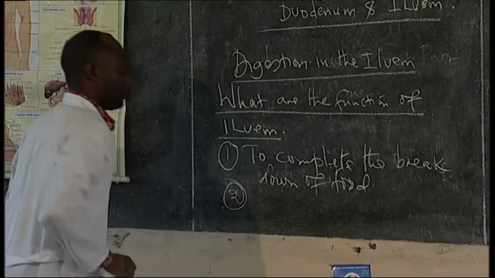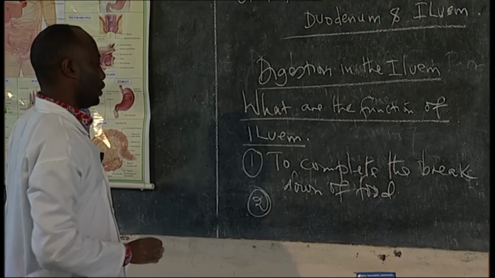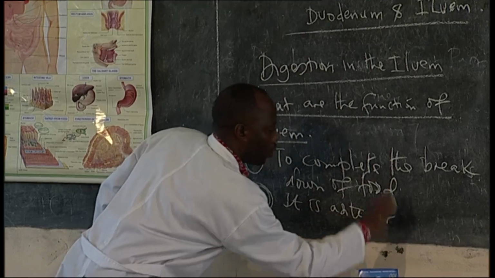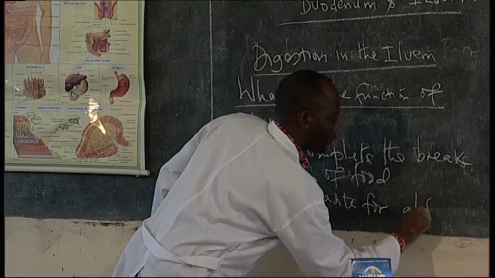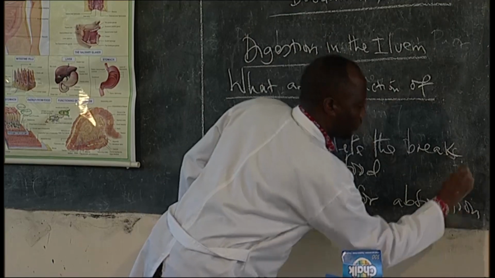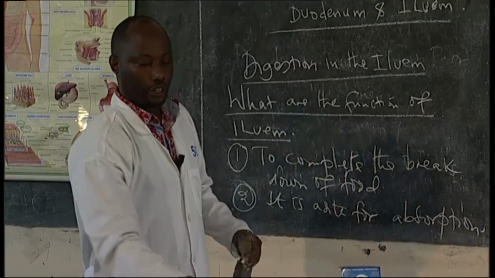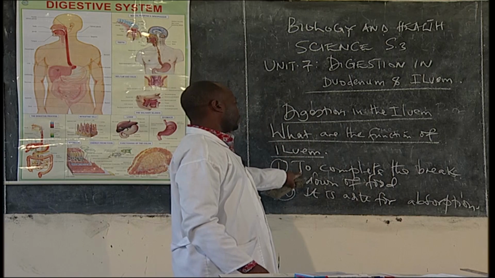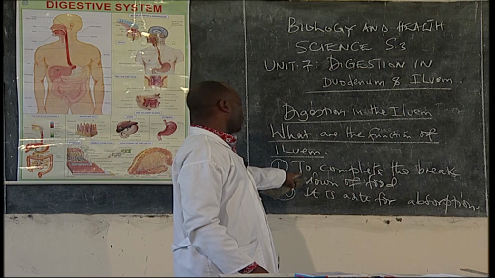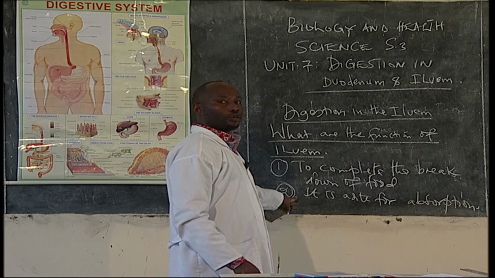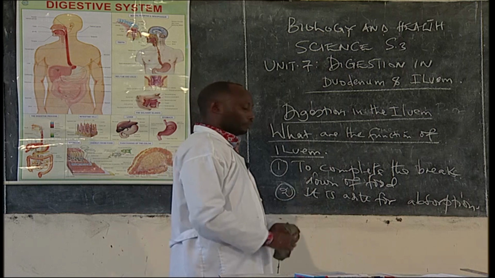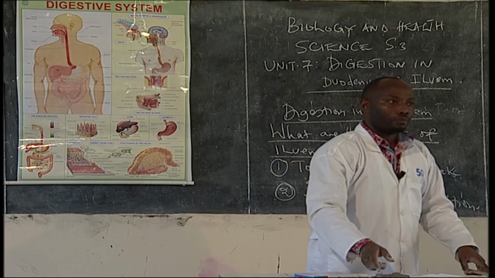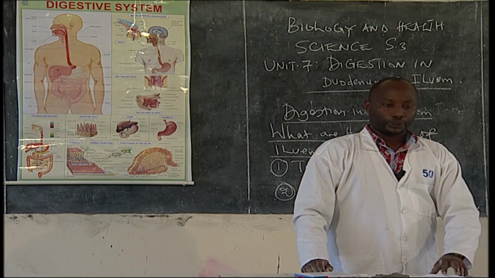Number two, another function of the ileum is that it is a site for absorption. The site of absorption is found in the duodenum, in the ileum, sorry. It is found in the ileum. So one of the functions of the ileum is to complete the breakdown of food. The second function of the ileum is the site for absorption. We normally know that the ileum is a site for absorption.